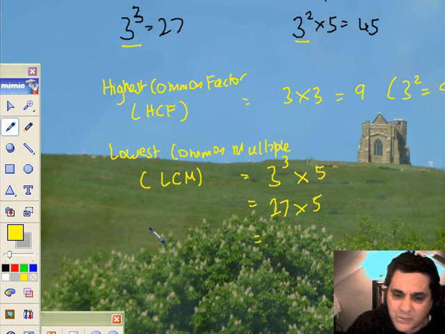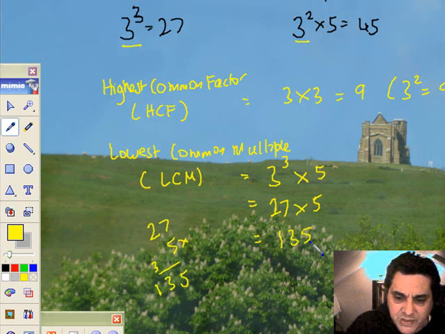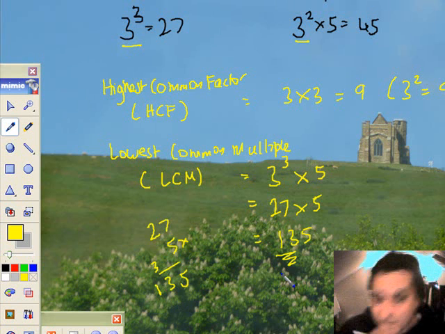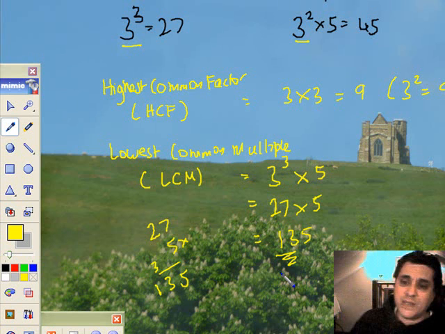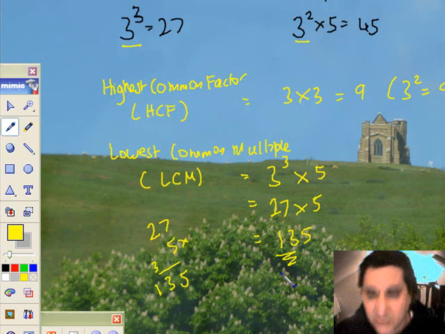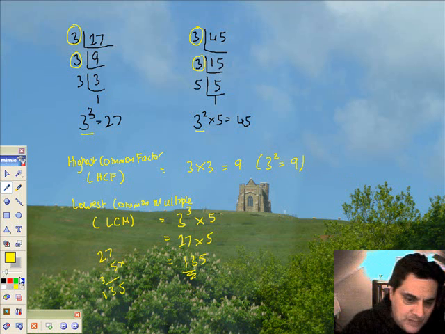I think I'll do a little sum on the side here. So 27 multiplied by 5. 5 sevens are 35. 5 twos are 10, plus add on the 3, 13. Answer: 135. So it would seem then that the least common multiple, or the lowest common multiple, of 27 and 45 is 135. Now let's just work out some little extras here.